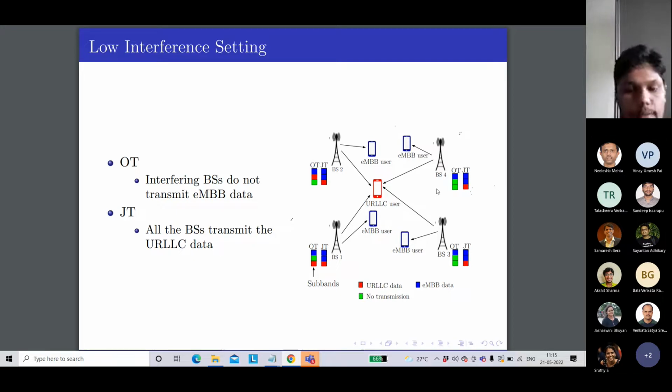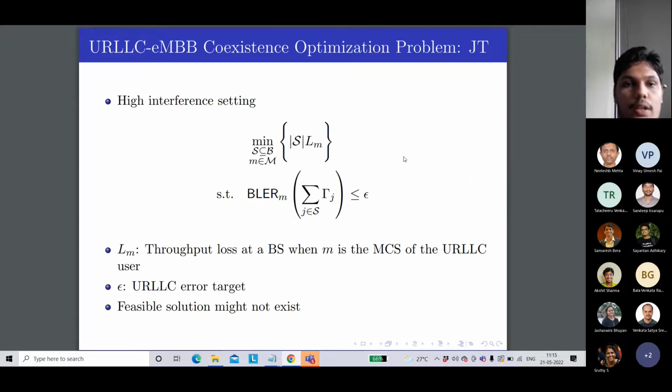Now we'll see the formulation of the problem. I'll discuss it for JT. We show it for the high interference setting. The objective function is to minimize the throughput loss over the subset of base stations S ⊂ B and the MCS belonging to the MCS set. Here L_M is the throughput loss at a base station when M is the MCS of the URLLC user. Since we are transmitting from S base stations, it is multiplied with the cardinality of S.